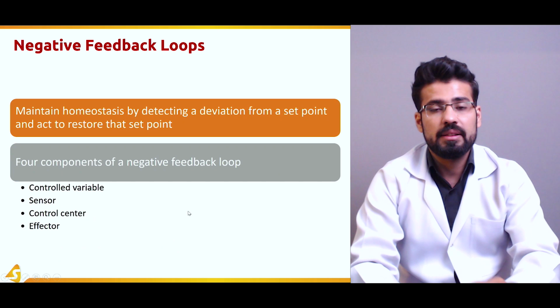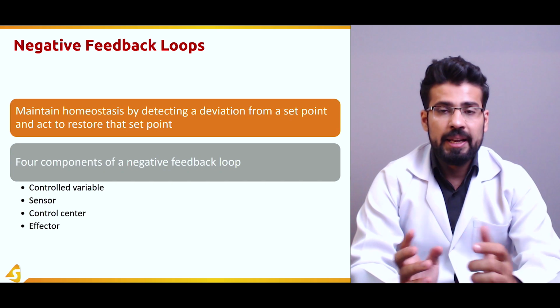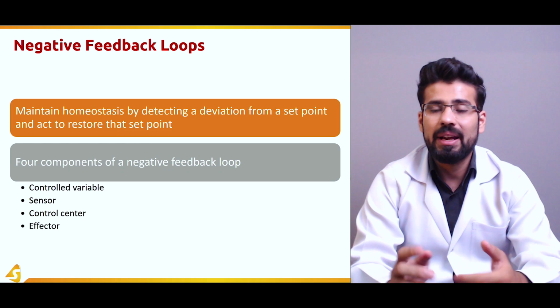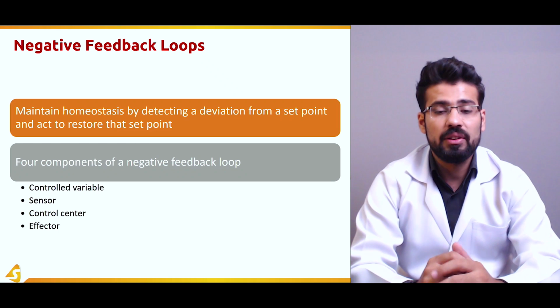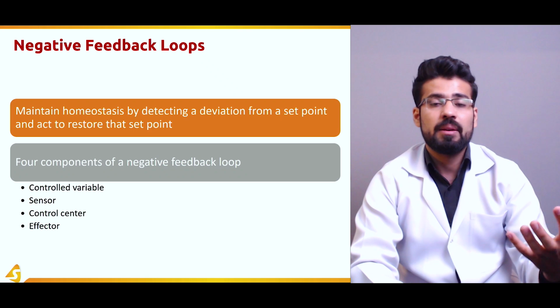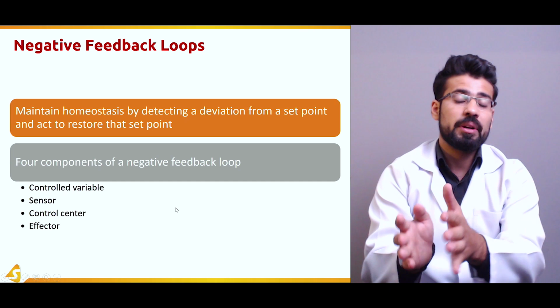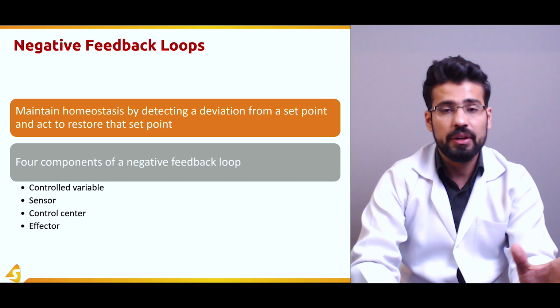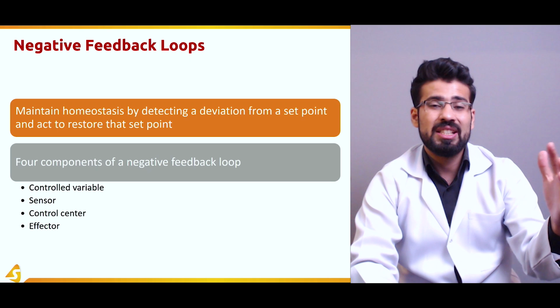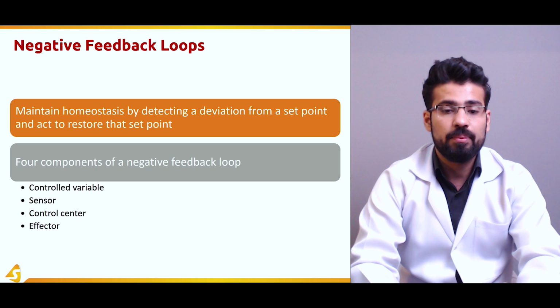Now let's discuss the types of loops. First, there is the negative feedback loop. Homeostasis is maintained majorly by the negative feedback loop, because when a deviation from a set point is detected, a particular change occurs in the body until that deviation is overcome, and hence the set point is restored.